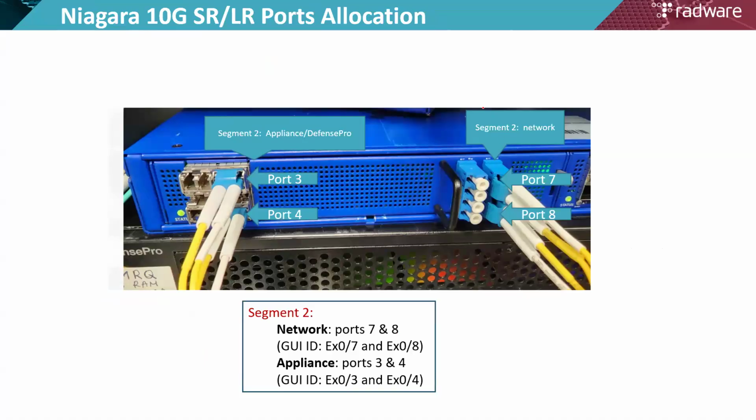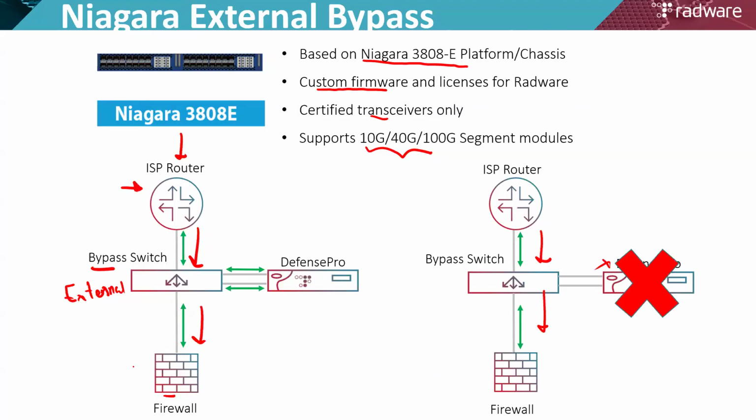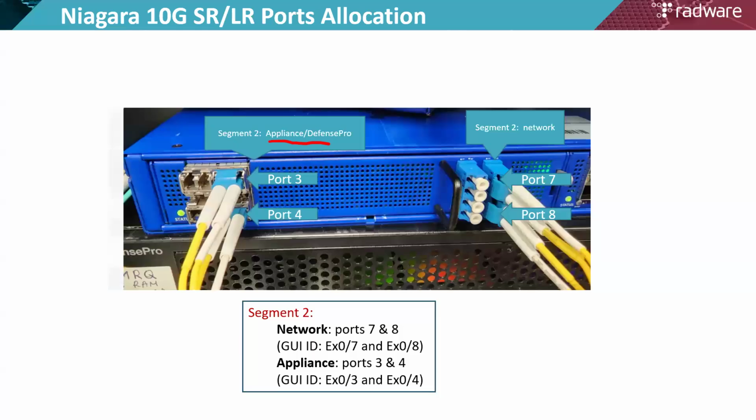So this is how the bypass switch looks. We have two segments, one which is connected to the Defense Pro and one which is connected to the network. Just like the previous example, we have the router, firewall and Defense Pro. That's exactly what we are doing here. Network means router and firewall. I'll try to draw it here to make it easy for you to understand.